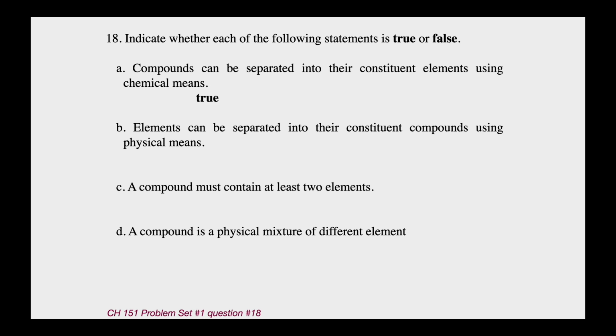True. Certain kinds of compounds can be broken down into their elements using just chemical means, and we'll see some of these examples as we go through, and that's kind of cool. Compounds can be broken down into the elements. Elements make up compounds. You can't break elements down. Second one, elements can be separated into their compounds.